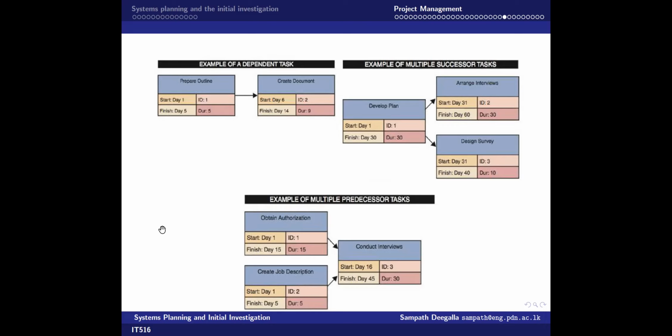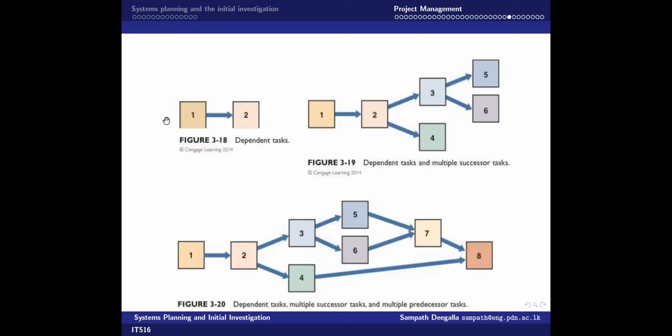But then again, when you have a very simple one, the task will look like this. And here you have dependent tasks and multiple successor tasks. Now here we have dependent tasks. And these are multiple successor, meaning 3, 4 wait for 2 and 5, 6 wait for 3. And this one you have everything, right?